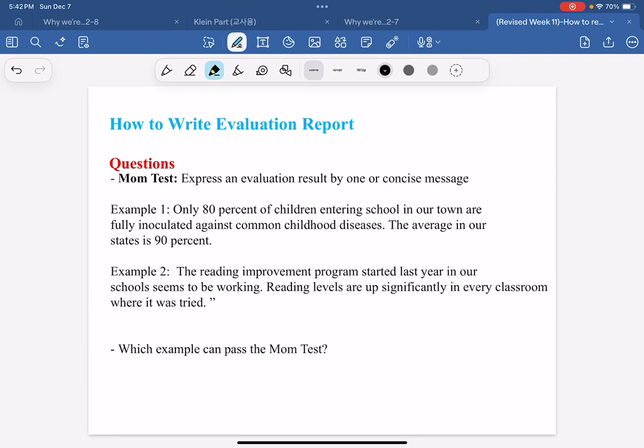However, in the case of message 2, it's very abstract and not clear. Seems to be working. It does not provide specific information. Also, reading levels are up. How much are levels improved? It does not provide specific numerical values about how much reading levels are improved. Therefore, example 2, message 2, is not good.